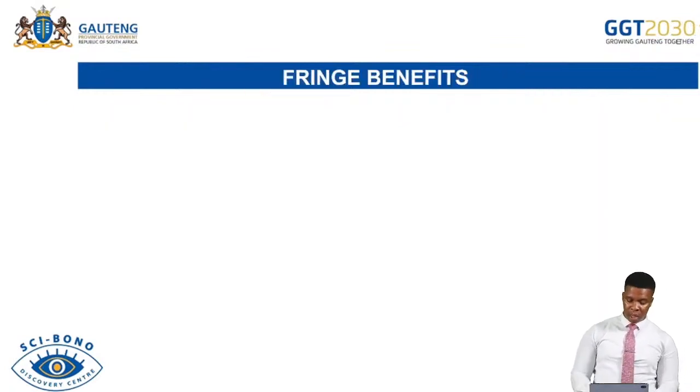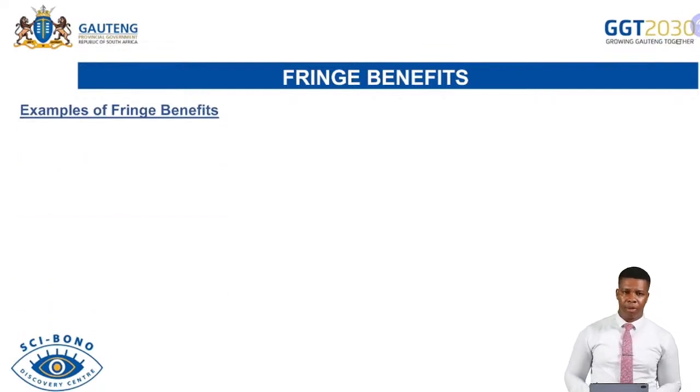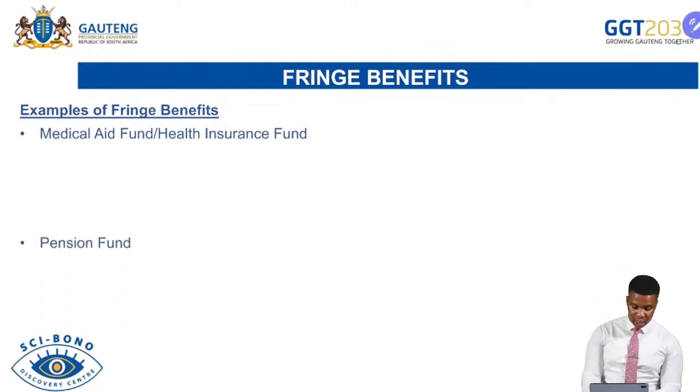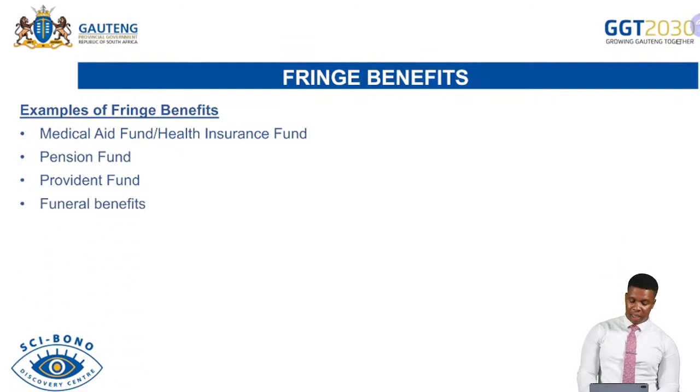Then as we move on, fringe benefits, we have examples of fringe benefits. What are fringe benefits? These are benefits given to workers beyond their salary. To say if you are earning 25,000, a business would give you 5,000 in benefits more. So let us look into examples of those benefits. Those benefits include the medical aid fund or the health insurance fund. It also includes the pension fund. It would also include the provident fund and the funeral benefits.